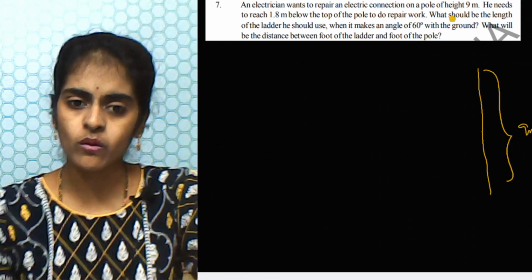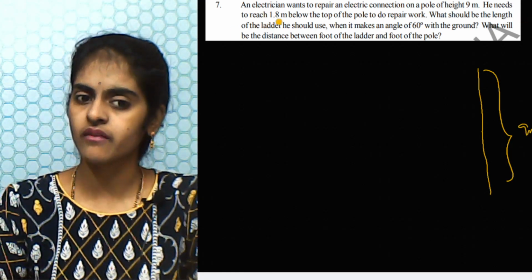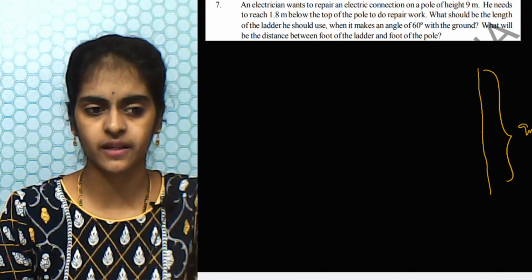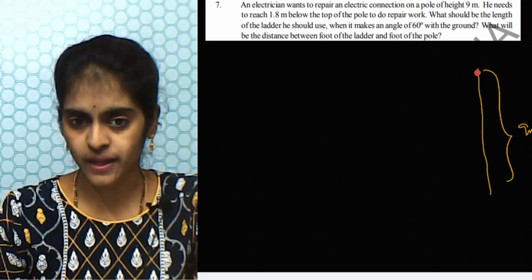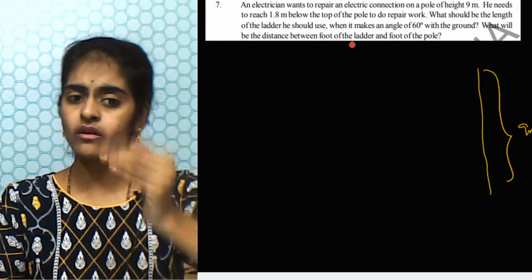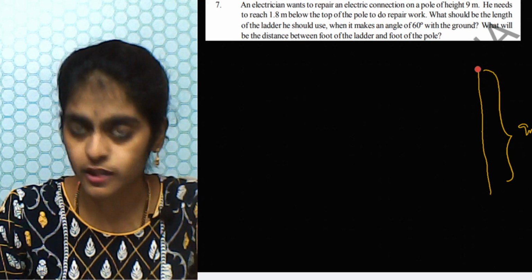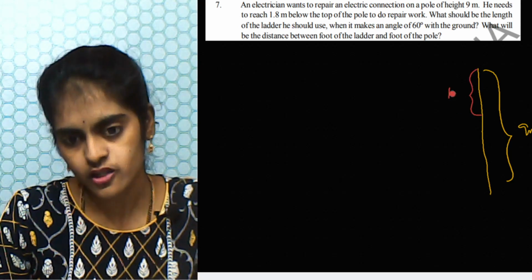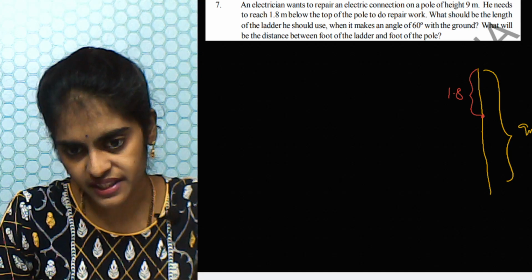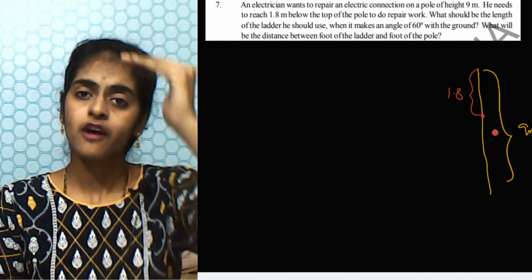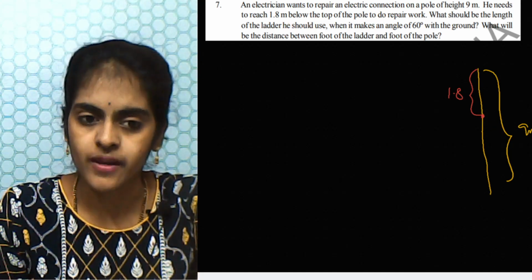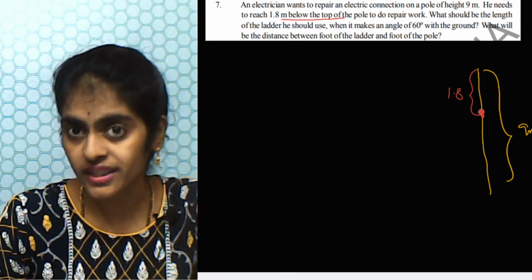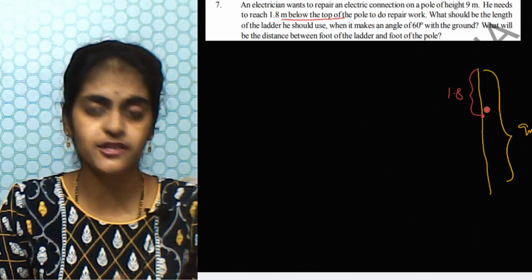Now he needs to reach 1.8 meters below the top of the pole to repair work. So he needs to reach 1.8 meters below from the top of the pole. That means from the top of the pole you will calculate 1.8 meters. So he has to reach this point. 1.8 meters below the top of the pole. So here he has to repair.